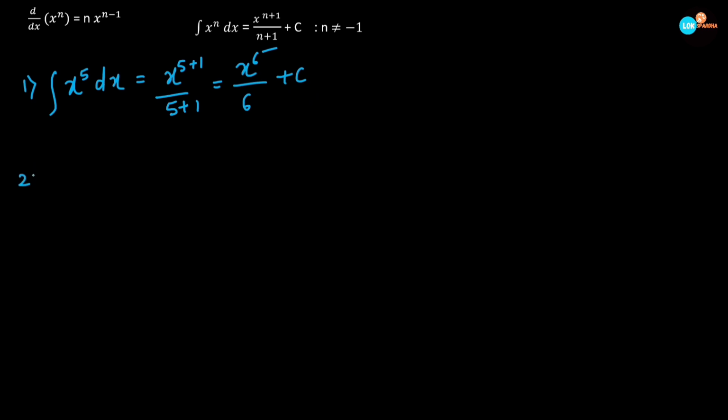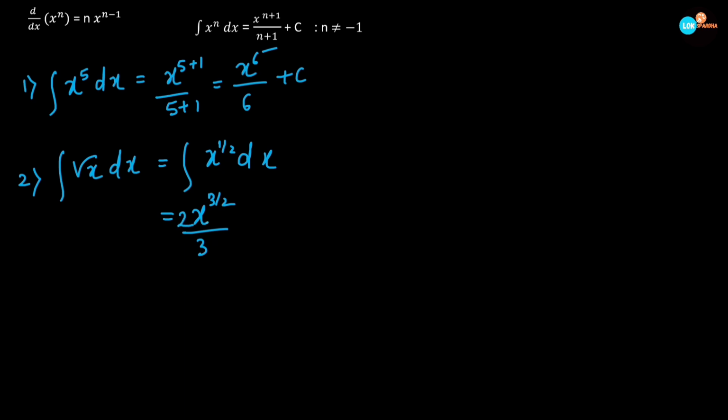And the second one, integral of root x dx. And this is looking like integral of x to the power half dx. So that is equal to x to the power n plus 1 divided by n plus 1. So x to the power half plus 1, that is 3 by 2, divided by n plus 1, that is 3 divided by 2, and that 2 will come to the numerator, so 2.